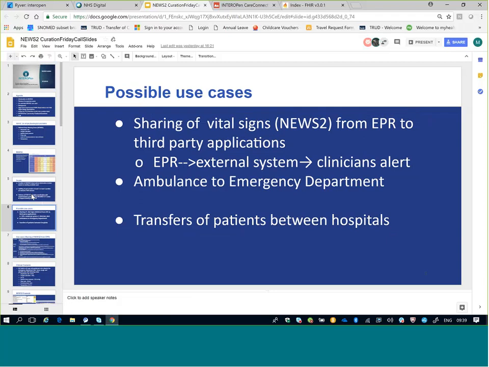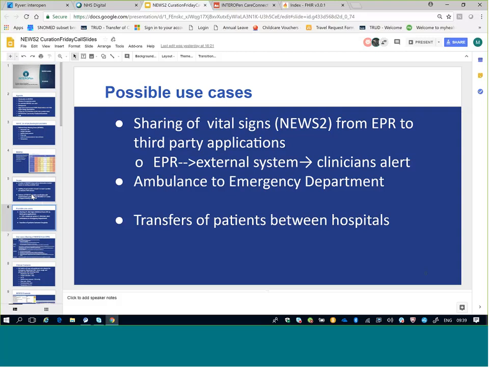So once we got the new work commission, we have been discussing internally with NHS Digital, with the core team, what are the possible use cases for sharing of NEWS2, which is different from implementing NEWS2, which might be replacing a NEWS template with a NEWS2 in an EPR. But once a NEWS2 is recorded, what are the use cases for sharing the total score or the subscores or individual observations? Most of our work is based on the first use case, which is sharing of NEWS2 from an EPR to a third-party application, which might do a clinician alert or onward workflow. So I've got a slide which is going to talk a bit more about this use case.